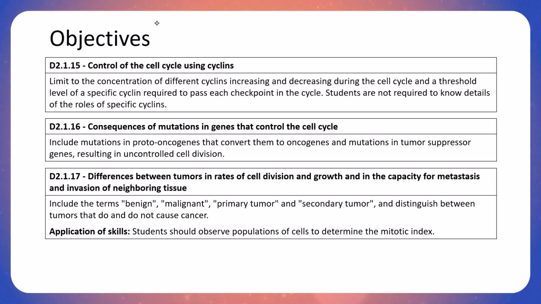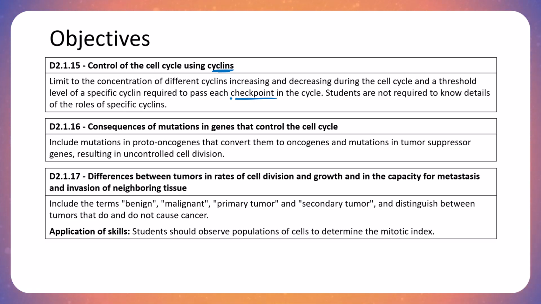We're going to focus on three objectives. The first objective is D2.1.15, which is control of the cell cycle using cyclins. So we're going to talk specifically about cyclins and how those cyclins aid the cell cycle or regulate the cell cycle by producing checkpoints.